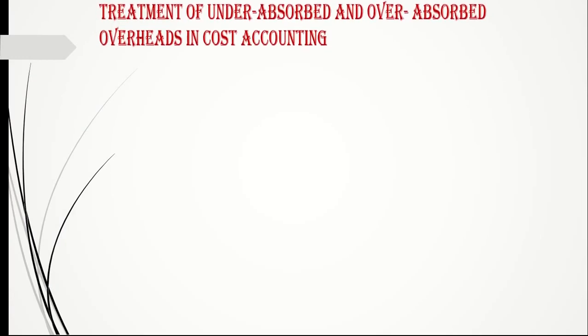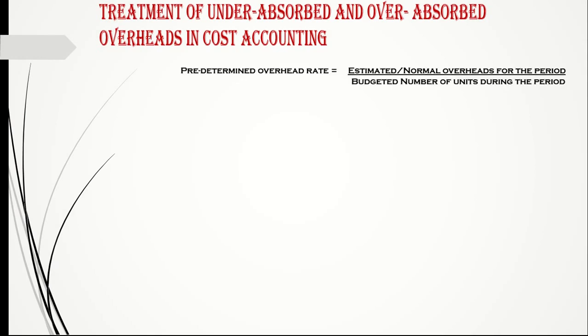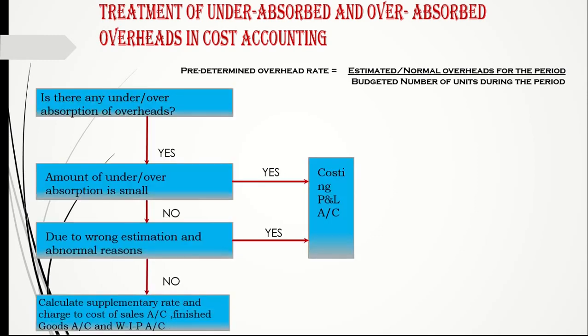Treatment of underabsorbed and overabsorbed overheads in cost accounting. Production overheads are to be determined in advance for fixing selling price, quoting tender price, and formulating budgets, etc. Predetermined overhead rate equals estimated or normal overhead for the period divided by budgeted number of units during the period. The actual overhead rate will rarely coincide with the predetermined overhead rate, due to variation between them. Treatment of under or overabsorbed overhead is depicted by the following diagram.